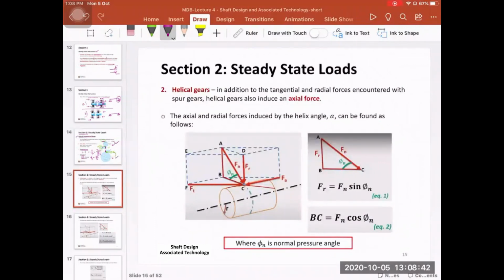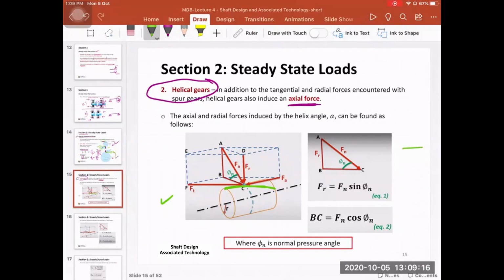So what if you have a pair of helical gears? On top of the radial force and the tangential force, we also have an axial force. This axial force is developed due to the nature of the tooth. I'm going to start with the left-hand side graph here. The first point is that we assume that we have a tooth, and this tooth goes at a specific angle with the center line of the gear.